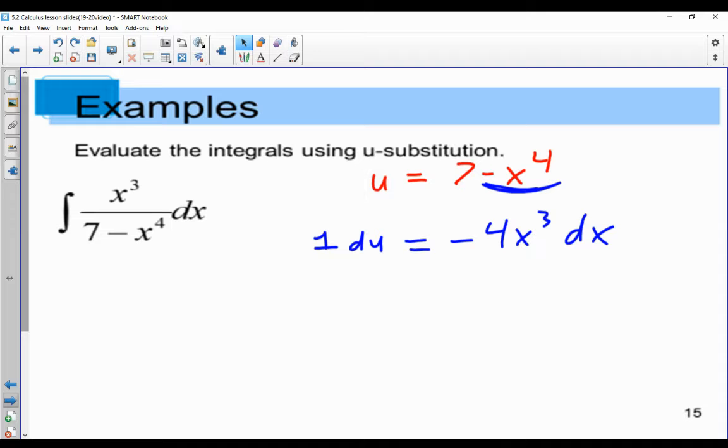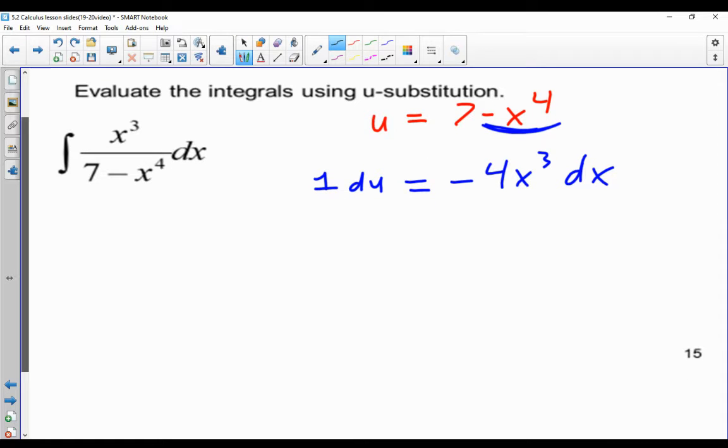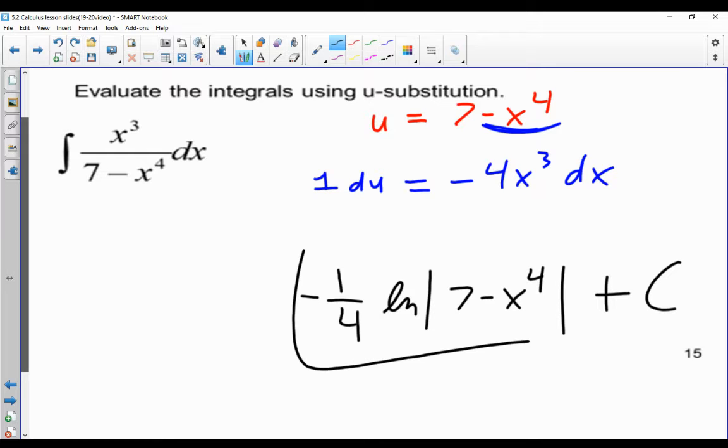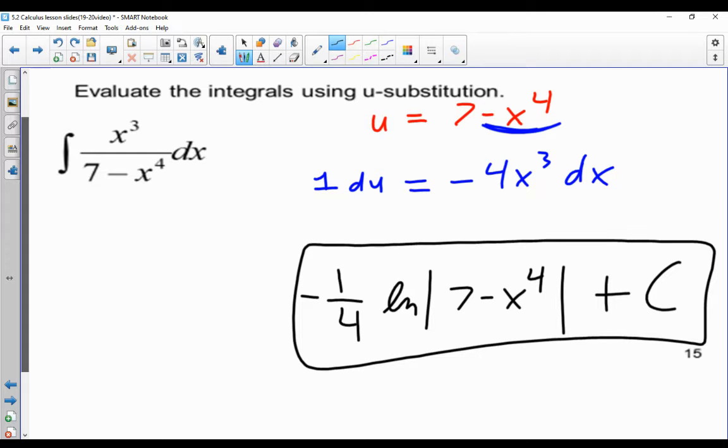Okay, you should have resumed the video by now. If you want to check, your answer should be negative 1/4 natural log, absolute value bars of the bottom, 7 minus x to the 4th, and then plus c. You see why that negative in the front was very important. If you had forgotten about it, you would have had positive 1/4, and, well, that would have made the whole question wrong.